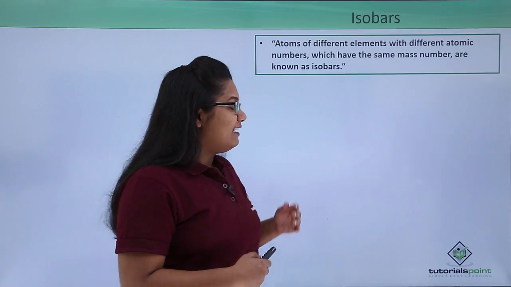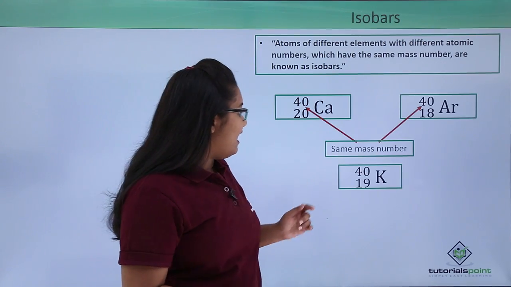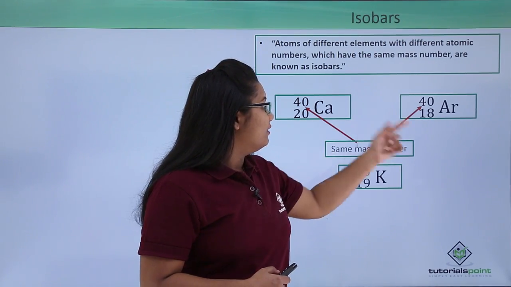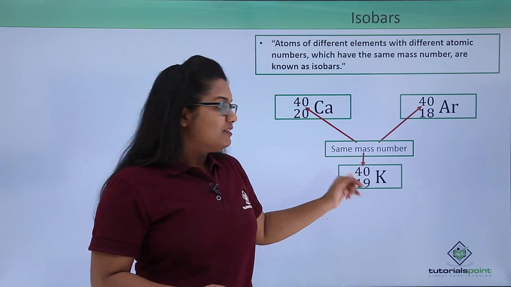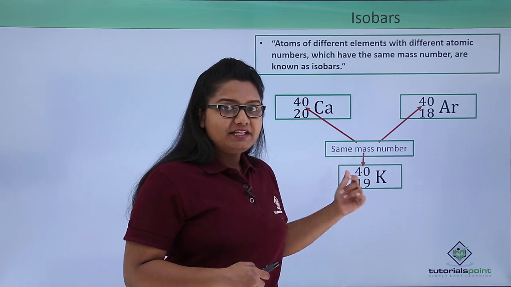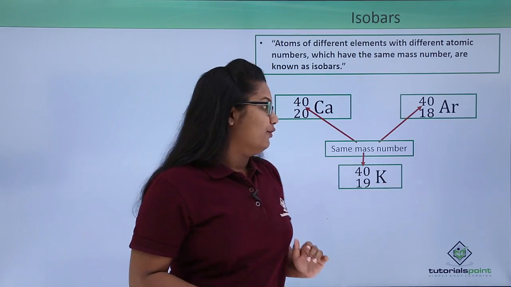Now there is another atom, an isotope of potassium, which has the same mass number as that of calcium and argon, that is 40. So this atom of potassium also forms an isobar for calcium and argon.